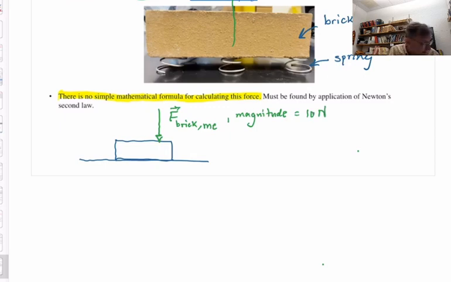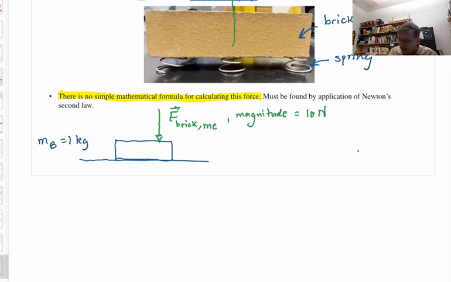Now, let's say that the brick has a mass of 1 kilogram. Could you draw a free body diagram for the brick? And could you then find out the value of the normal force on it from the tabletop? You should be able to do that now. If you want to pause the video and try it, I highly recommend it. Otherwise, we're going to proceed and talk about how to do it.